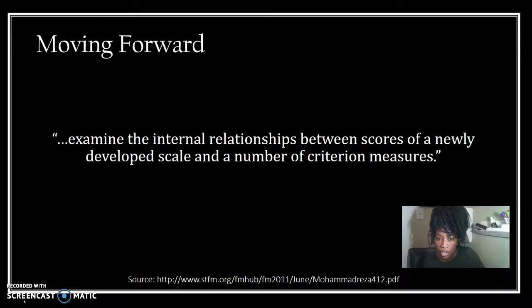The purpose of this study was to examine the internal relationships between scores of a newly developed scale and a number of criterion measures. That was conducted. However, authors of the study feel that it was limited based on the research at a single institution and had a low response rate, in turn, which could jeopardize the findings. Moving forward towards the future research, a similar study should be conducted, however, using better representation of sampling in multiple institutions and examine different practice settings using the psychometrics of this instrument.